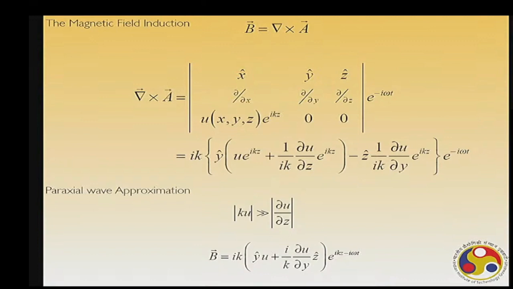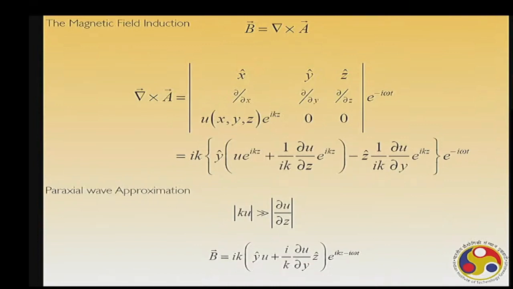Now we are going to do the paraxial wave approximation. That means the variation of the envelope along the z direction is negligibly small compared to the variation of the envelope along the x and y directions. And with this you also have the exponential term e to the power i k z, which varies with one optical wavelength. So the field is not going to vary too much, or it can vary very little, within one optical wavelength.